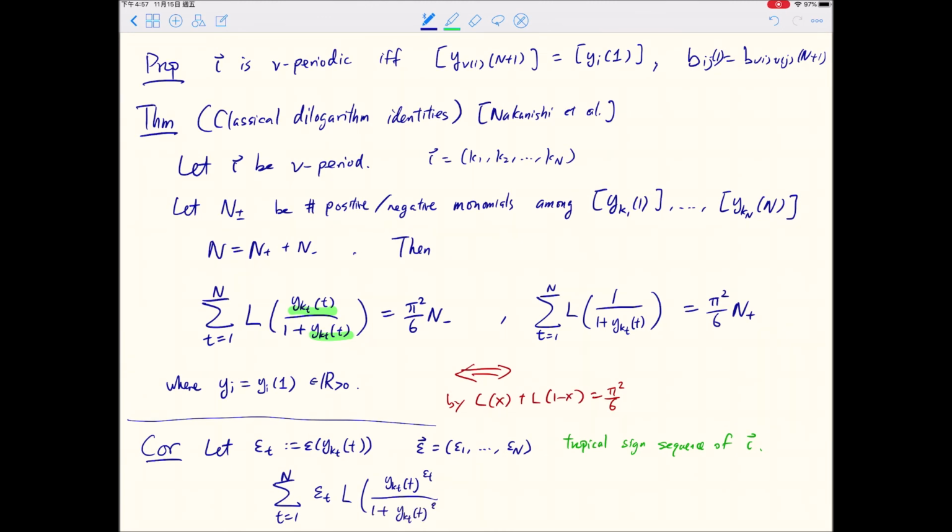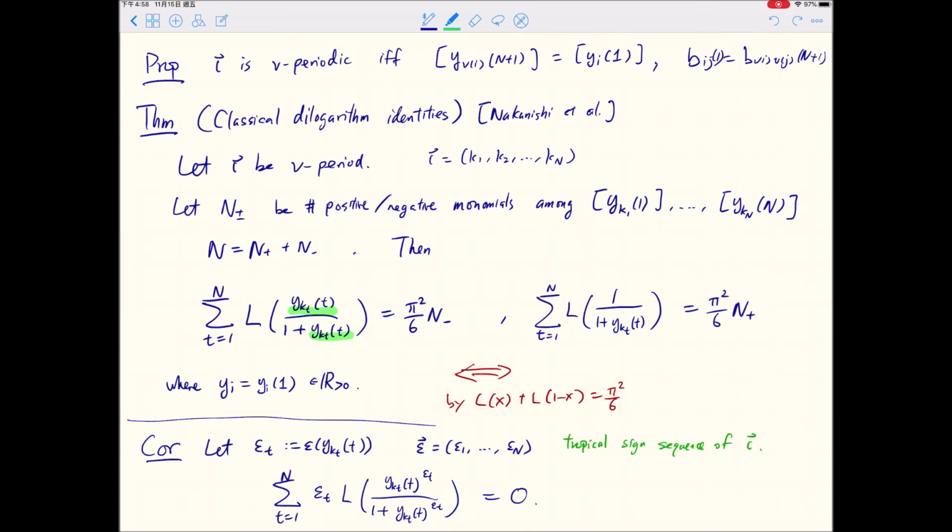Like this, which is easy to check. So when epsilon is 1, you get the left hand side expression, and when epsilon is -1, you actually get the right hand side expression. So epsilon -1 is this, epsilon plus is this. And then you just add the corresponding signs, and this is a way to write down the Dilogarithm identities in a single expression.